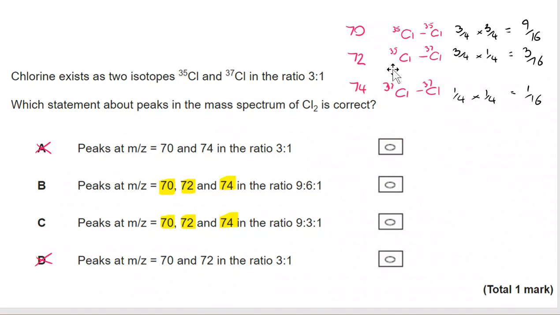However, a chlorine 35 could bond with a chlorine 37, but it's equally likely that a chlorine 37 could bond with a chlorine 35. They would both give us a relative molecular mass of 72. So we take those numbers and you can see that we have 9/16, collectively 6/16, and 1/16. So the ratio is 9 to 6 to 1, and the answer is B.